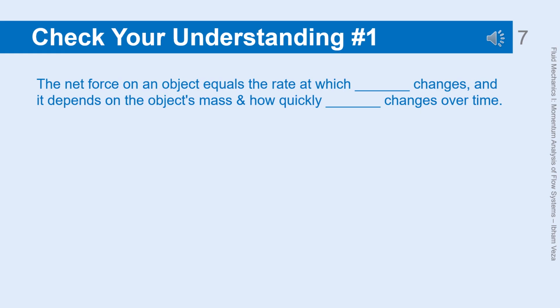Check your understanding, number 1. The net force on an object equals the rate at which momentum changes, and it depends on the object's mass and how quickly velocity changes over time.